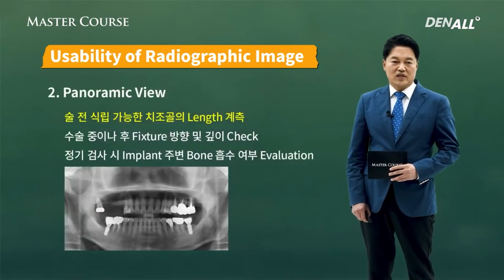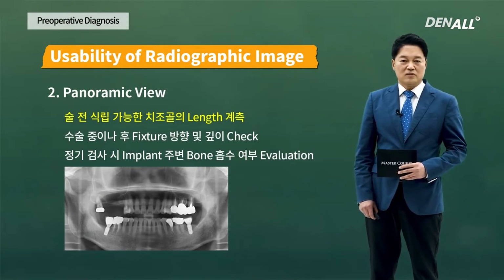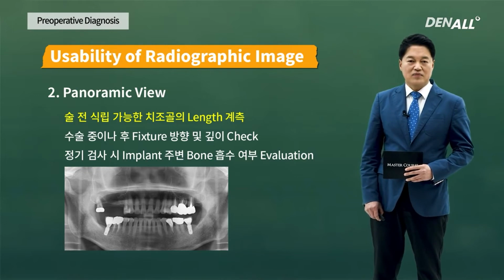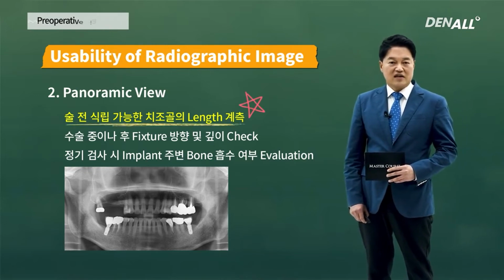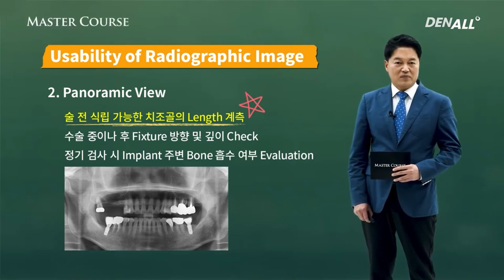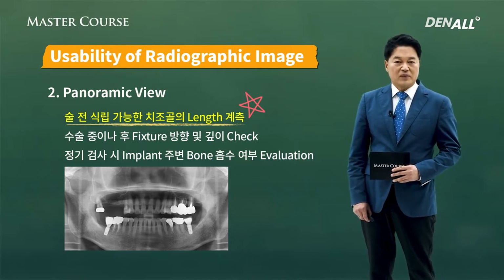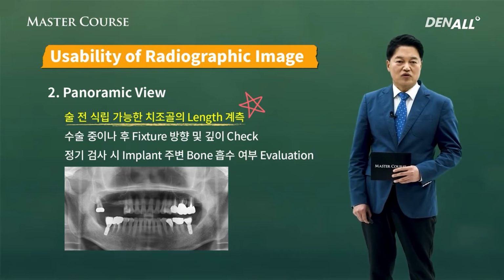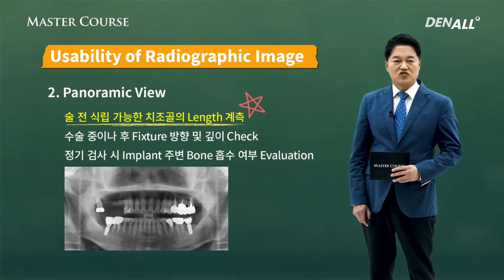Second, panoramic view. In general, when you plan implant placement, you take a panoramic view. The most useful usage is to evaluate the length of alveolar bone for implant placement before surgery. During and after surgery, you can also check fixture direction and depth. At regular checkups, you can also evaluate bone resorption around the implant. Panoramic view is used for these purposes.